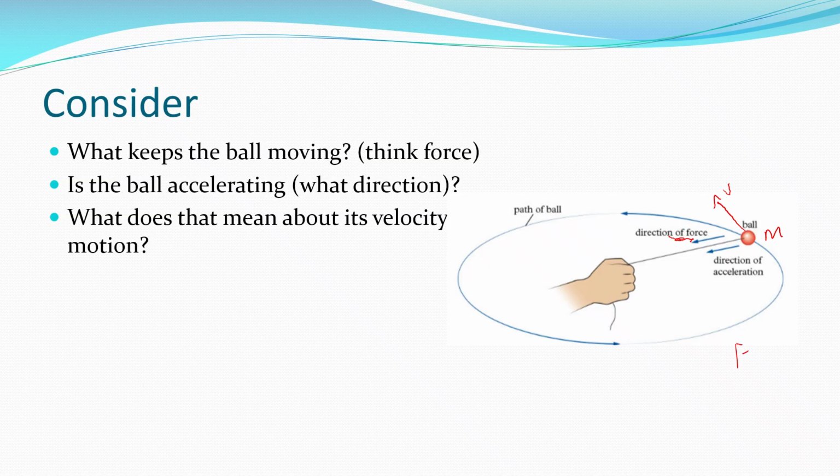Now we know F equals ma. Since force is mass times acceleration, there is a mass, there is a force applied, so there will be an acceleration. And it's that acceleration that is changing the sideways velocity of the ball that makes it go around in that circular path.